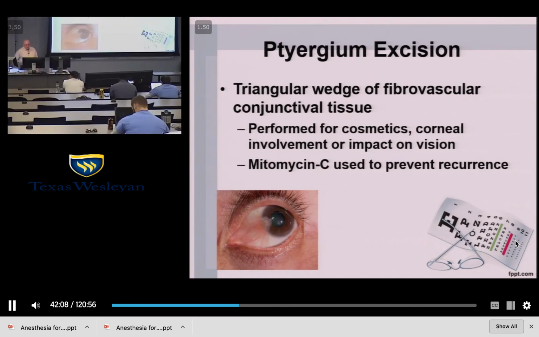It typically starts in the medial aspect of the eye and extends laterally onto the cornea. There's about a 30 to 80% recurrence rate, so mitomycin C is often used to prevent recurrence. Mitomycin C is an alkylating agent that inhibits DNA synthesis. Topical anesthesia for this should be fine. There shouldn't be any issues with providing topical anesthesia for this.